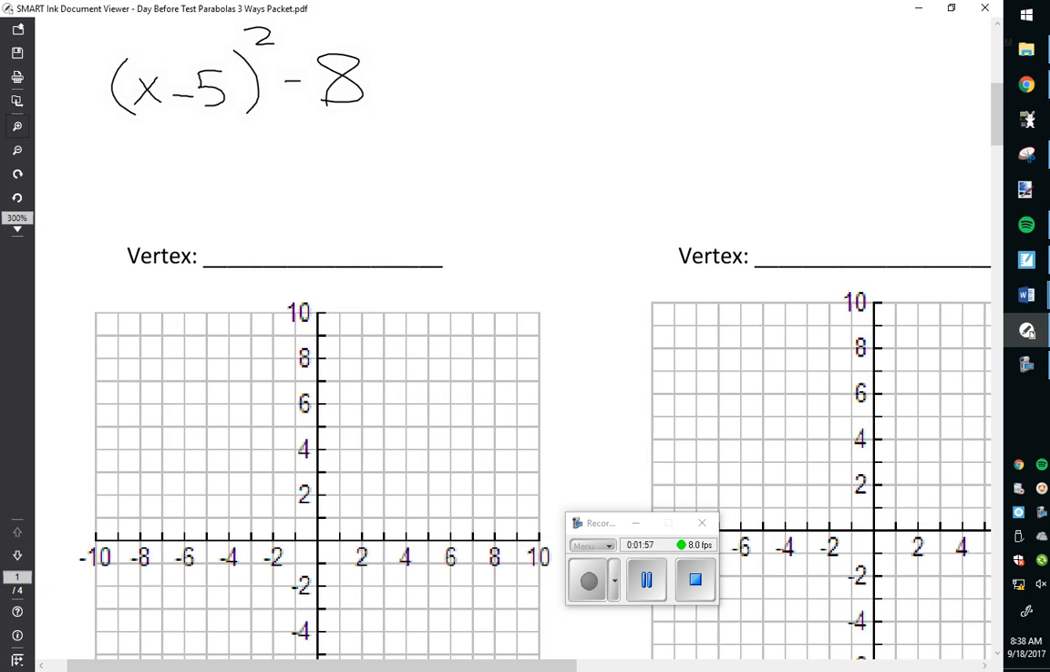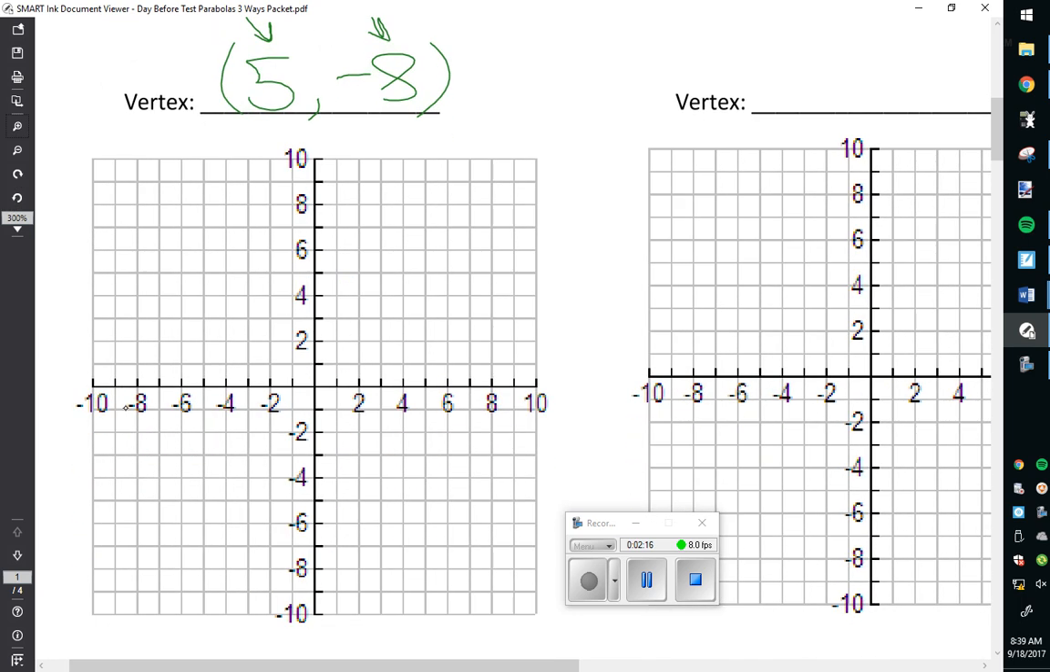So if I'm finding the vertex there, Juanito, what do you think my vertex is going to be? 5 is my x value. Good. And my y value? Negative 8. Changed the sign, kept it the same. 5, negative 8. Great. Once we've done that, we can graph that. So we're going to 5, negative 8 up here.